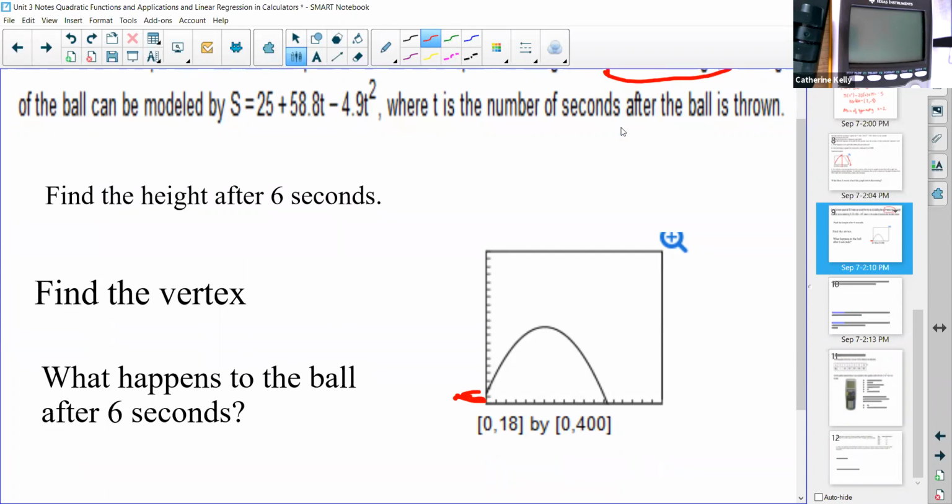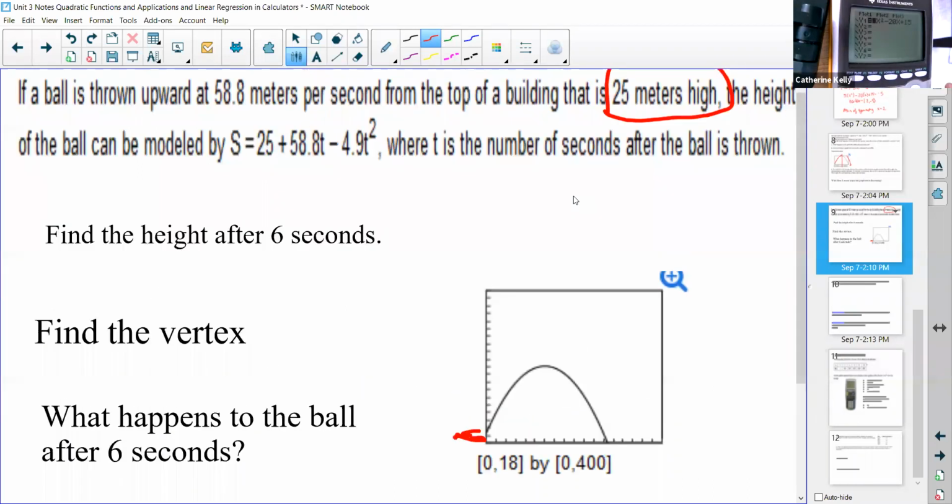So find the height after 6 seconds. So let's put that into our calculator. Y equals, and let's clear this out. 25 plus 58.8x minus 4.9x squared. And so I'm not going to graph, well, here, let's graph it.